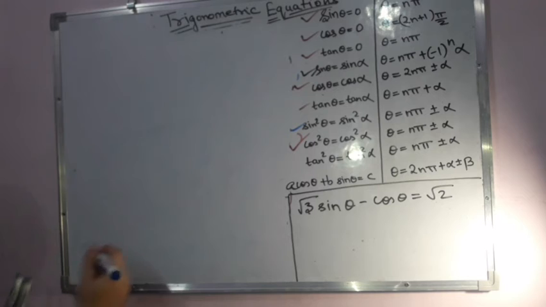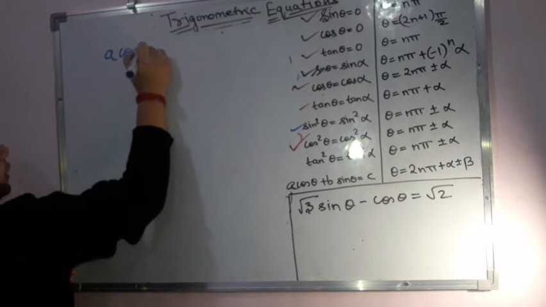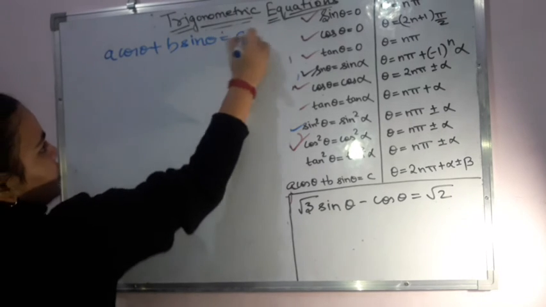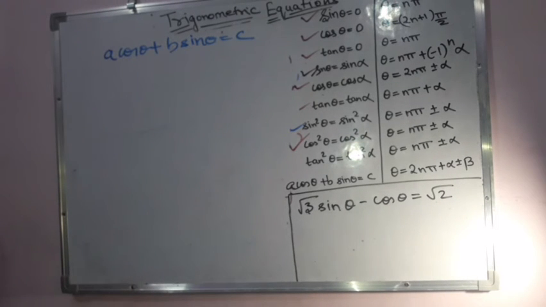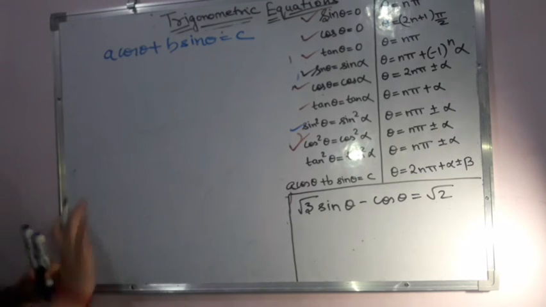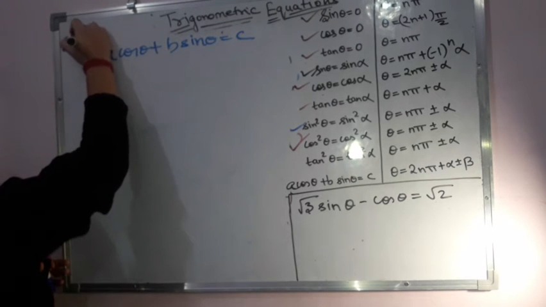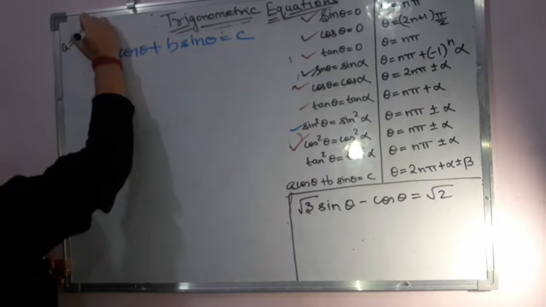So basically I have a cos theta plus b sin theta is equal to c. This is how my question will be given to me, and then I'll have to find a general solution for it, or maybe the value of theta. That is the general solution, or the principal solution I'll have to find out. So let us do some assuming here. Let us assume that a is equal to r cos alpha.